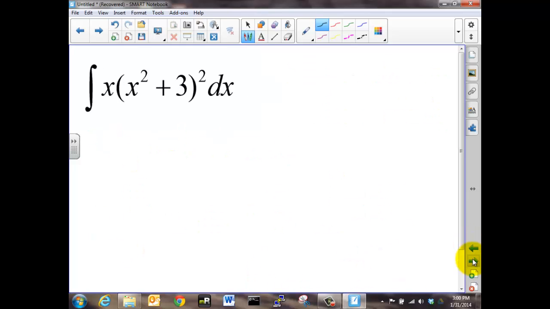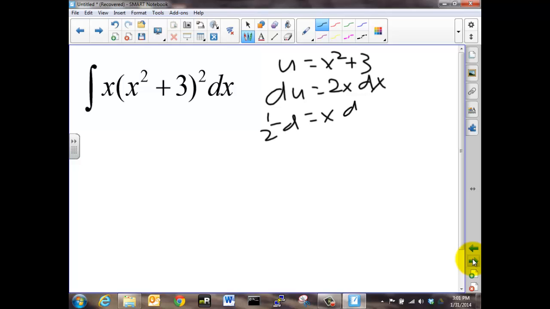Oh, that right there. So what should u be here? x squared plus 3. So then du is 2x dx. So we'll have 1/2 du equals x dx. You with me there? Yeah, sorry. 1/2 integral of u squared du. So it'll fall out pretty easy.